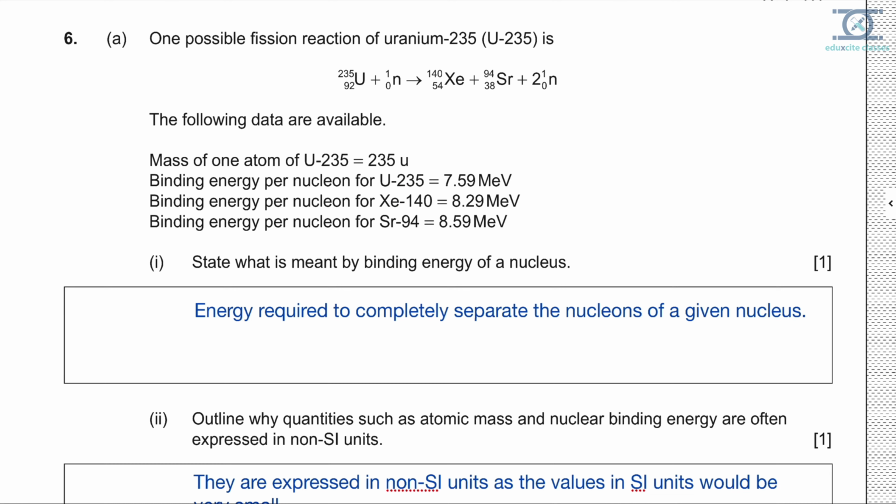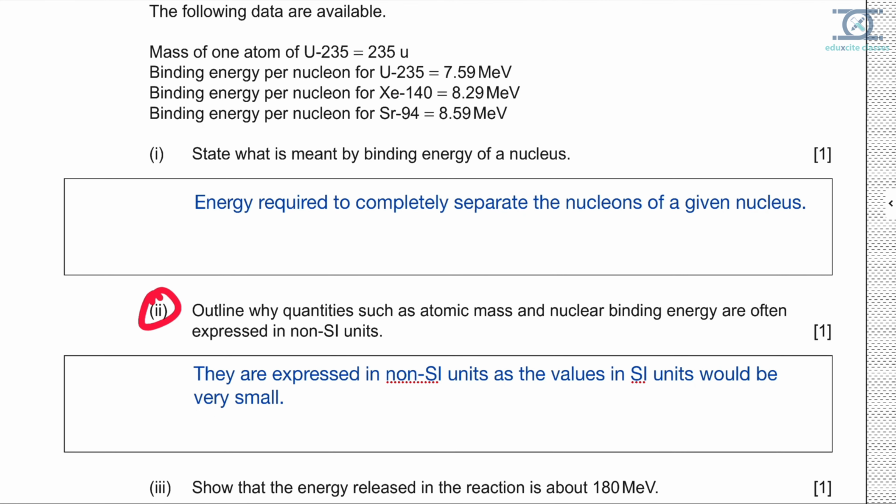That is a direct question. Second part: outline why quantities such as atomic mass and nuclear binding energy are often expressed as non-SI units. The reason is that if we expressed these in the SI unit, it would give very small values, which would be very tedious to write again and again and to solve numericals. That is the reason why we have taken the atomic mass unit for such calculations.